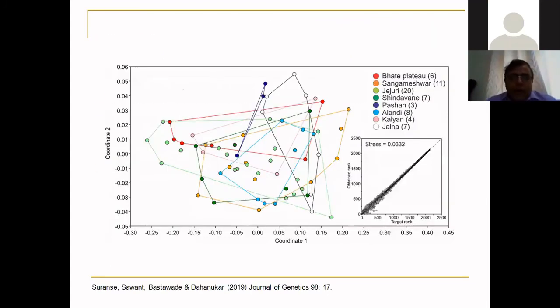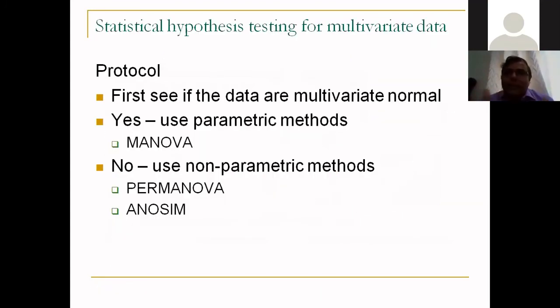So you plotted a PCA, you plotted an NMDS, but how do you test the statistical hypothesis that your groups are different from each other? You have to statistically prove that the groups are different, right? So how are you going to do that? There are two ways in which you can do it. First, you have to find out whether your data is multivariate normal. If your data is multivariate normal, you can go for a parametric method called MANOVA. If your data is not multivariate normal, you can go for non-parametric methods like PerMANOVA or ANOSIM.